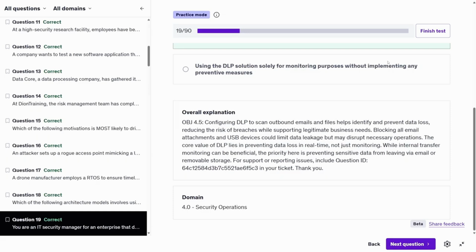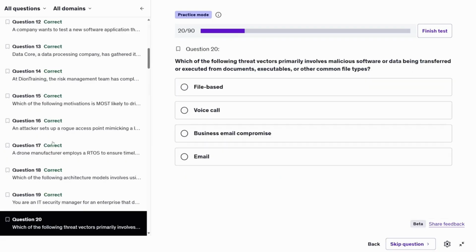While internal transfer monitoring can be beneficial, the priority here is preventing sensitive data from leaving via email or removable storage. Which of the following threat vectors primarily involves malicious software or data being transferred or executed from documents, executables, or other common file types? And this one's pretty simple and self-explanatory.